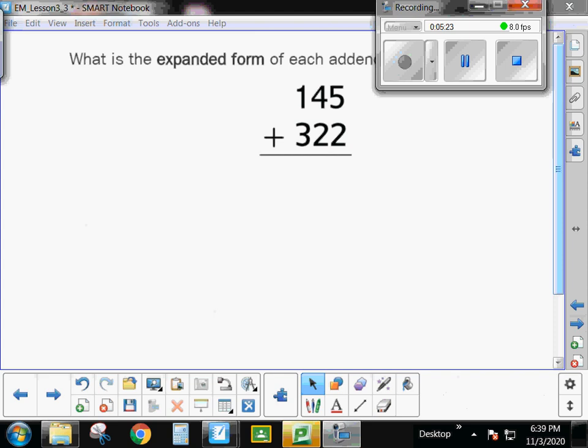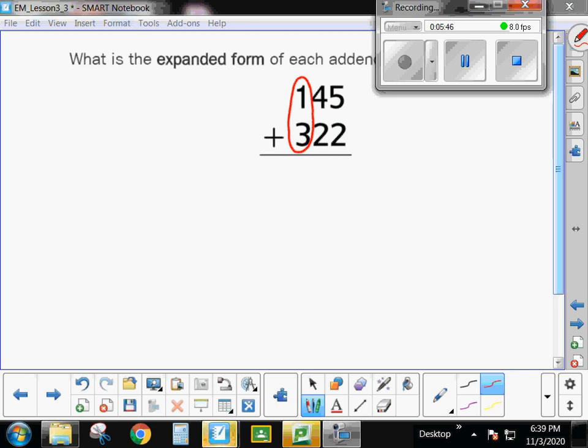All right, when we are doing partial add-ins addition, we are going to take each of the parts and add them individually. So we're going to start here. We have 145 plus 322. For the strategy, we can start in any of the place values, really, but we'll go ahead and start with the hundreds place.